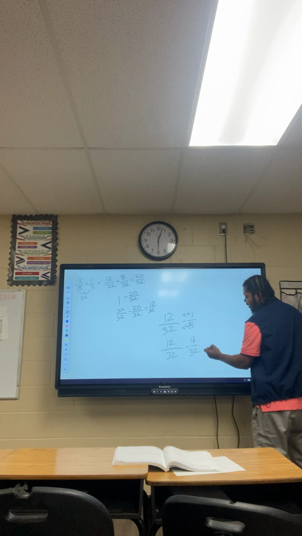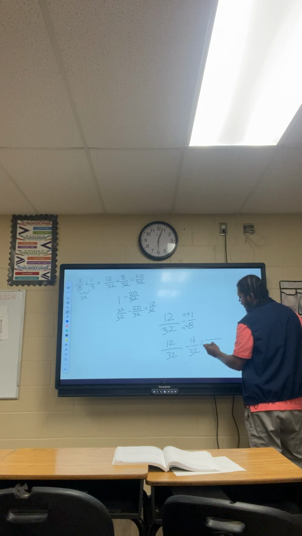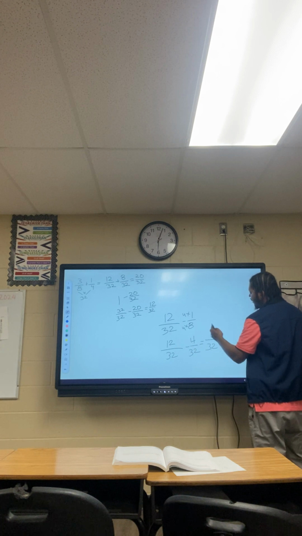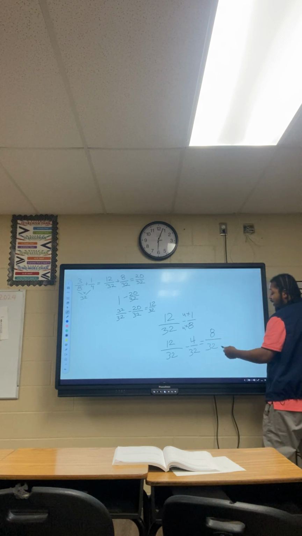So now we can go ahead and subtract. We know that we're looking for the difference now, and our denominator is going to stay the same all the way through. And then 12 minus 4 leaves us with 8, okay? So we have 8 out of 32, all right? This is how much he used on the birdhouse, okay?